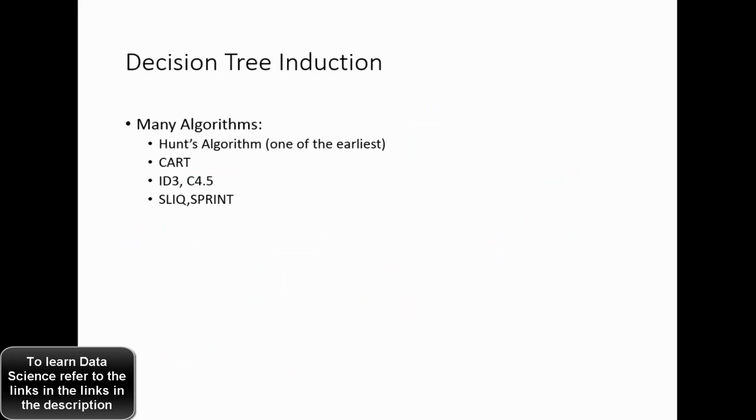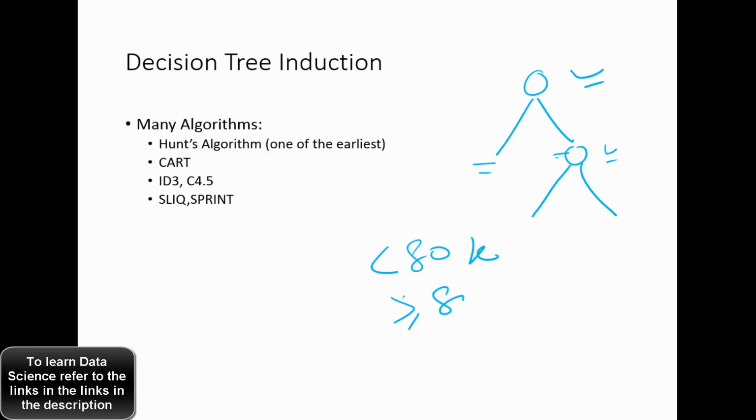So how do you come up with this tree? Now we just saw it this way, right? How do you know which one to be here, which one to be next, how many splits are to be there? How do you know that 80k will be the split, somebody with less than 80k and somebody with greater than or equal to 80k? How do you know all these things?